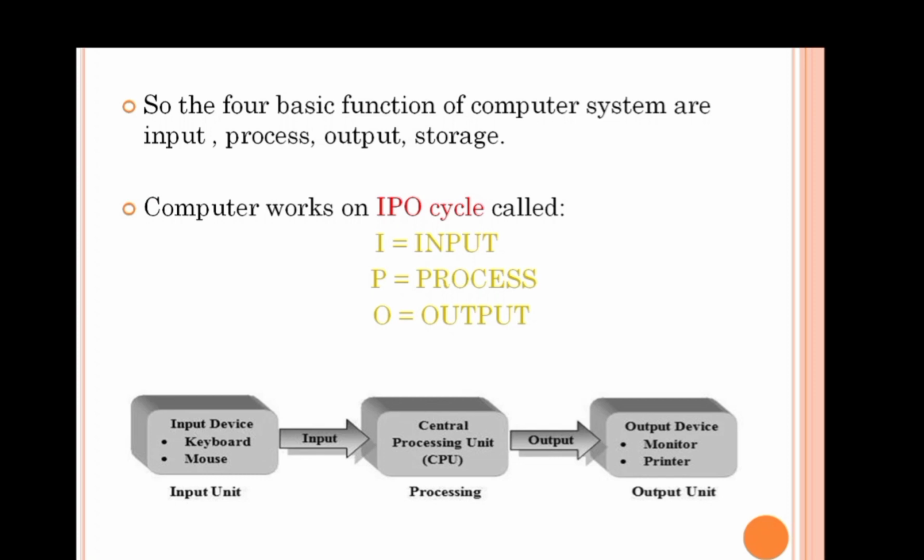Computer works on a cycle called the IPO cycle. Here I means the input, P means the process, and O means the output. Here you have seen a figure on the PPT: input unit, processing, and the output unit. By using the input devices we can provide input to the computer, and the keyboard and mouse are helpful input devices. CPU is also called the processor that handles the processing tasks. At the end, the output devices that provide us the result are the monitors and the printers. These are the output units of a computer system.